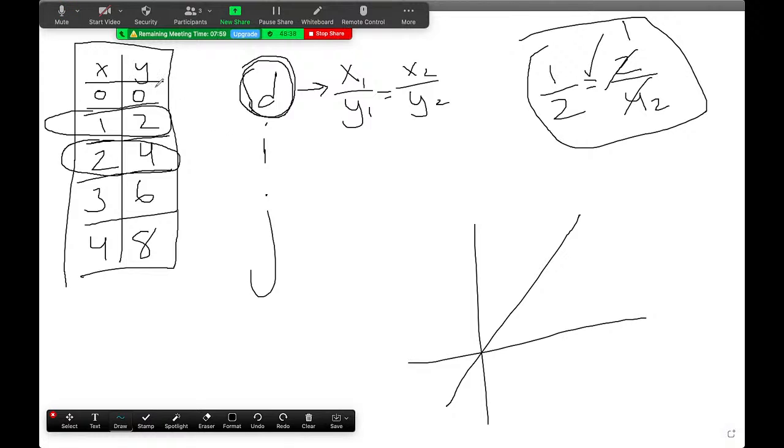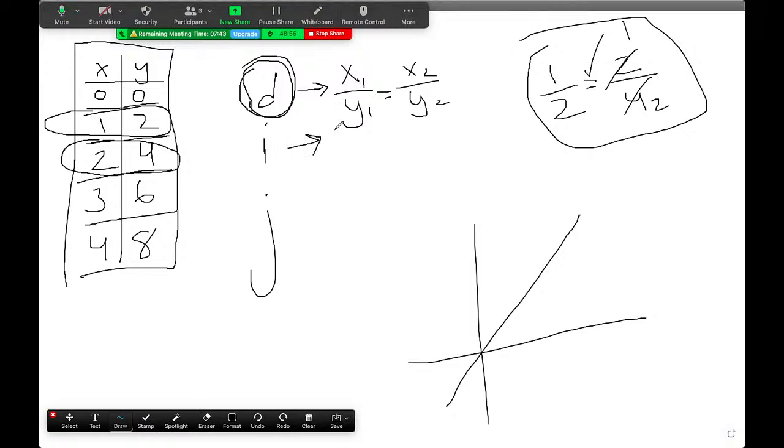Yeah, you shouldn't choose 0, 0 when you're doing that thing. That's why I chose this pair instead of 0, 0. So yeah. Let's try this with the inverse.